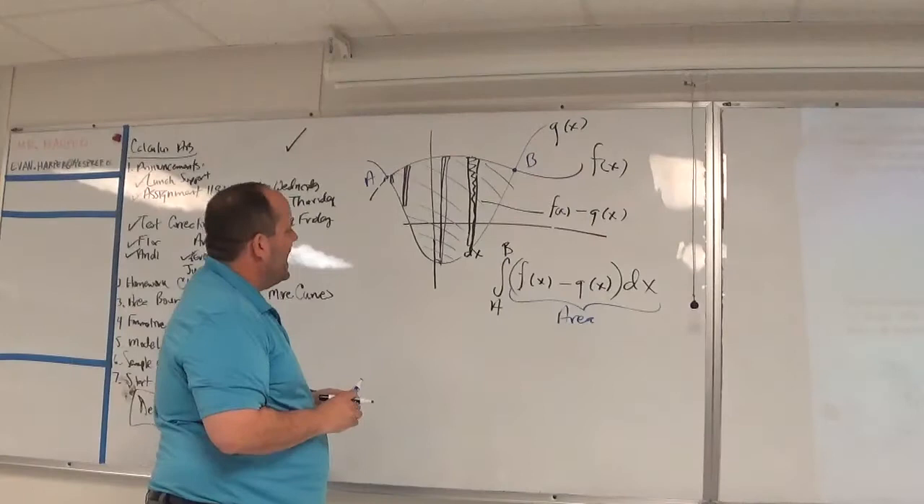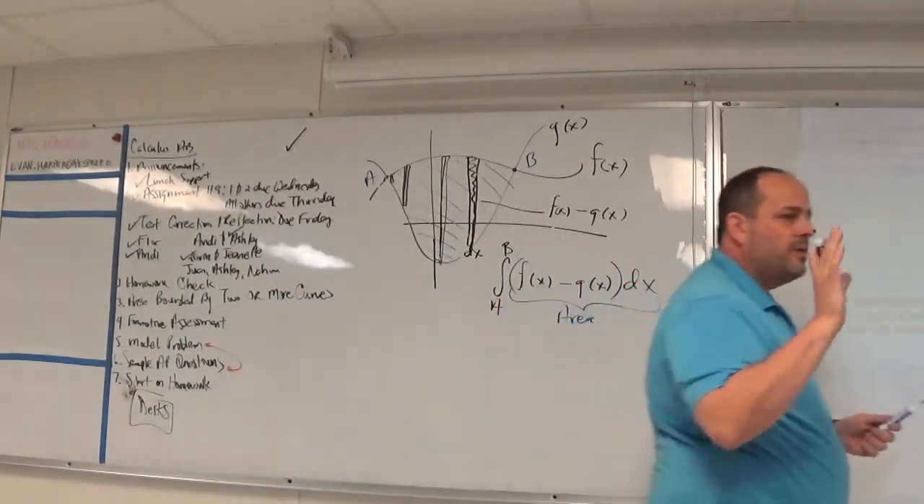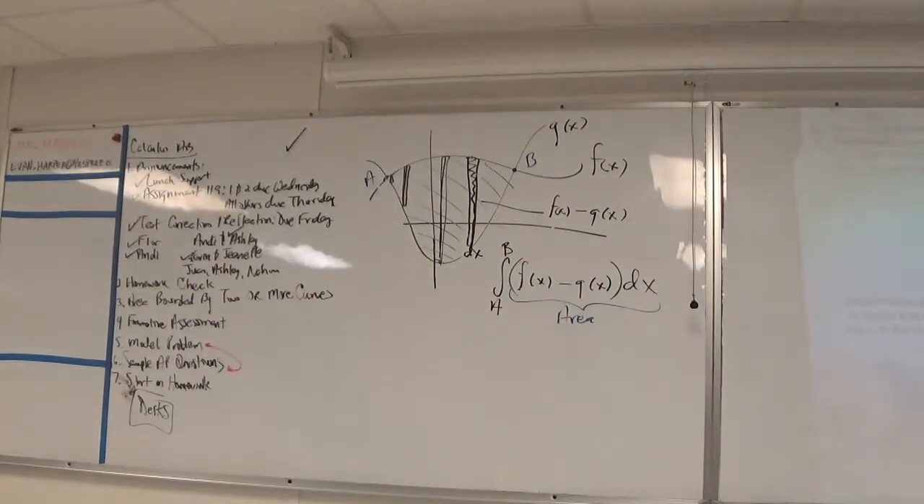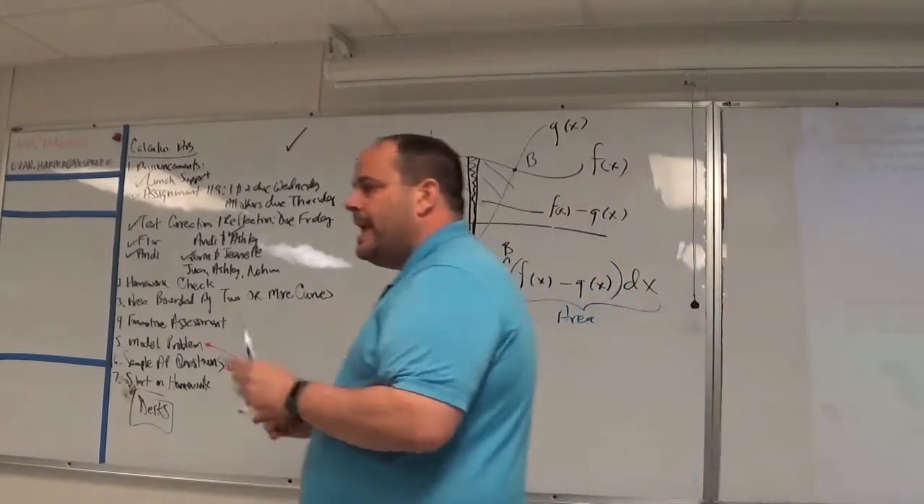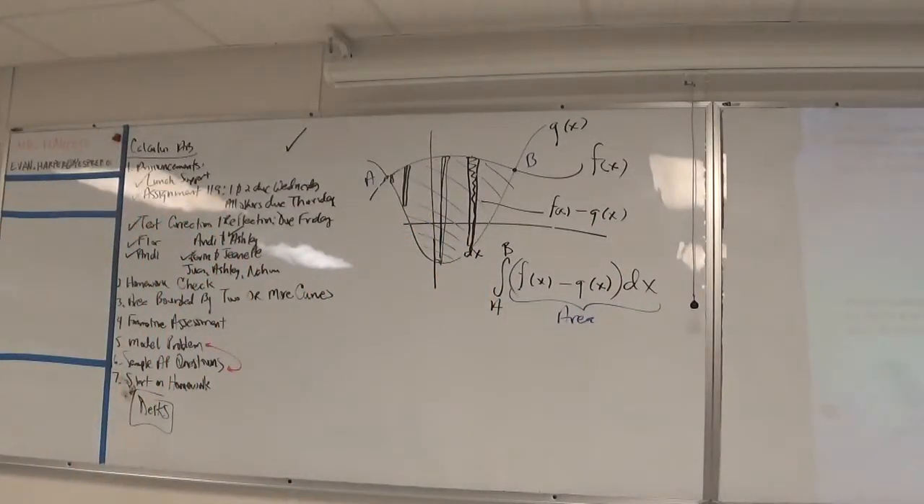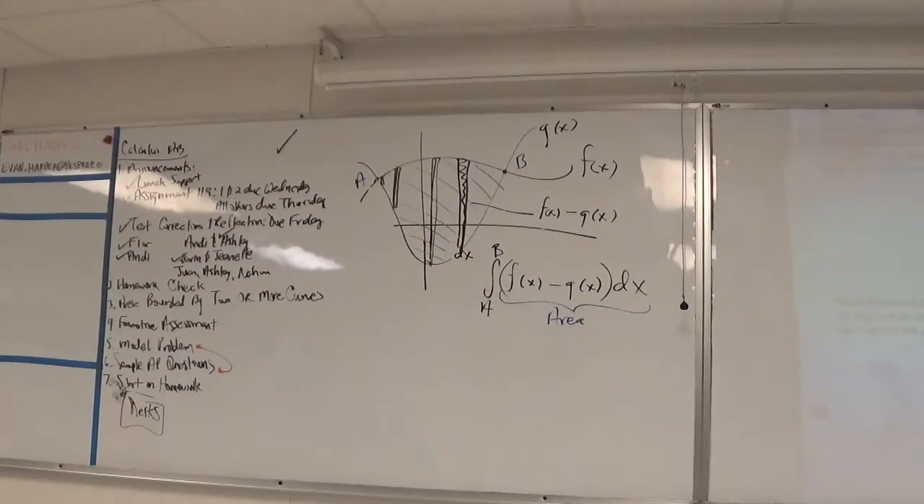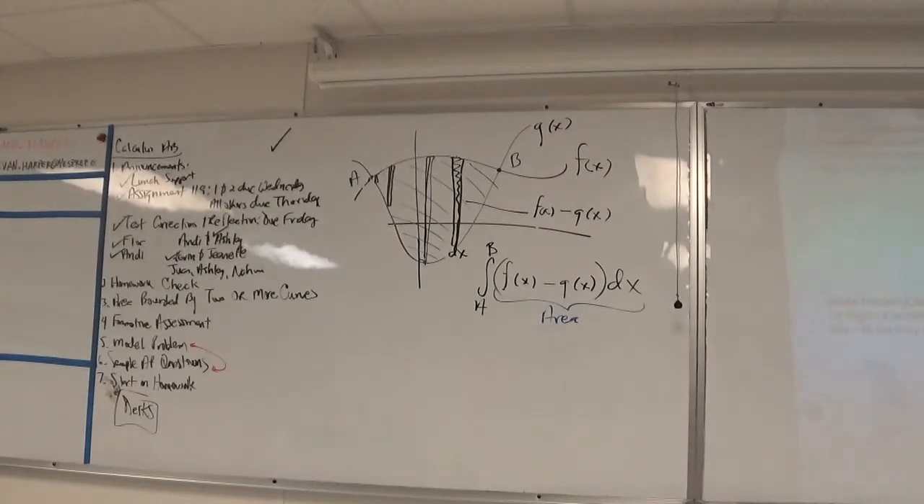So what if I asked for the part that is bounded in the first quadrant by these two? Have a conversation with the folks around you. How does that change things? Don't talk to me, talk to your neighbors. How do things change the area in the first quadrant? They're going to be from 0 to wherever b is, right?